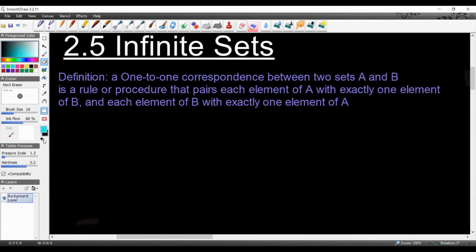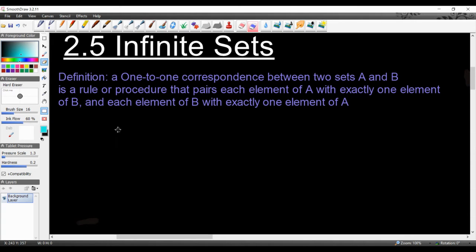This video is going to cover section 2.5 and it's going to discuss infinite sets. This entire unit is actually largely based on the findings of someone called George Cantor. We're not going to talk too much about him, but if you want to do a little bit of research, he's definitely a mathematician that would be interesting to read about.